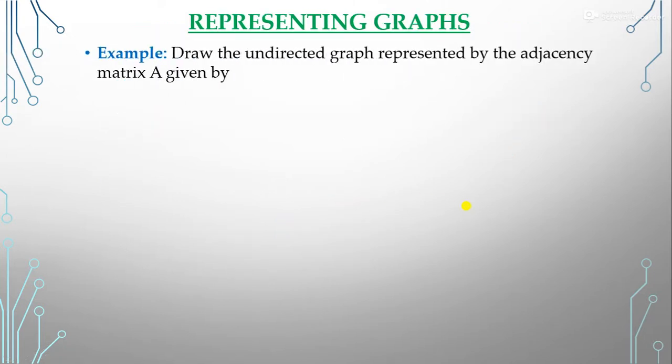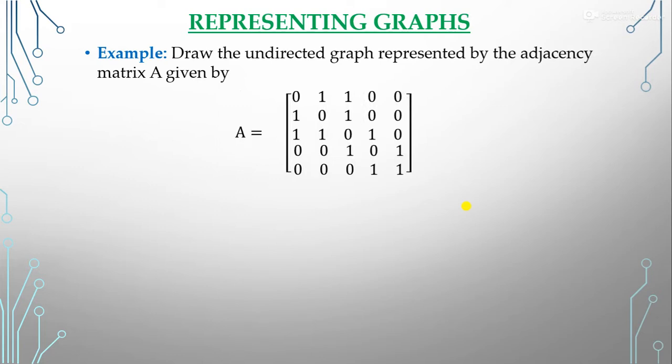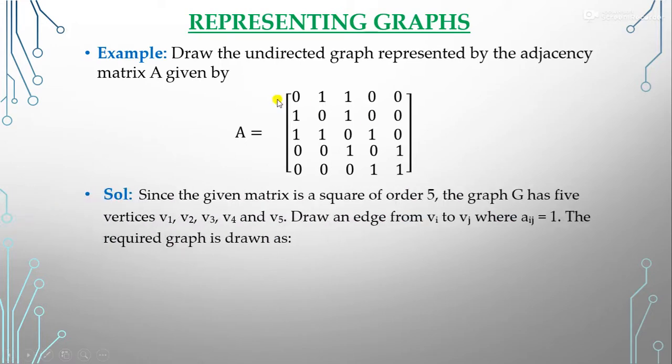Now another example. Suppose we are given the adjacency matrix and now you want to draw the graph. So how to do it? Here this adjacency matrix is given, and now we have to draw the graph. You can see how many columns and rows there are: 5 rows and 5 columns. It means in our graph we have 5 vertices, right? And suppose our vertices are V1, V2, V3, V4 and V5.